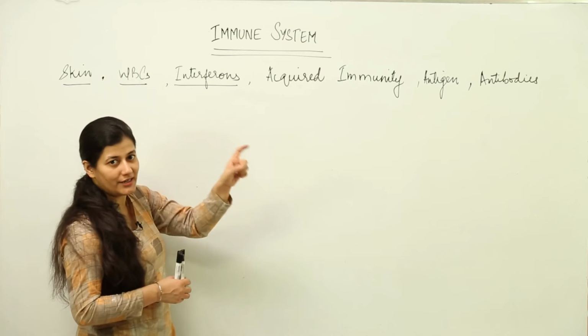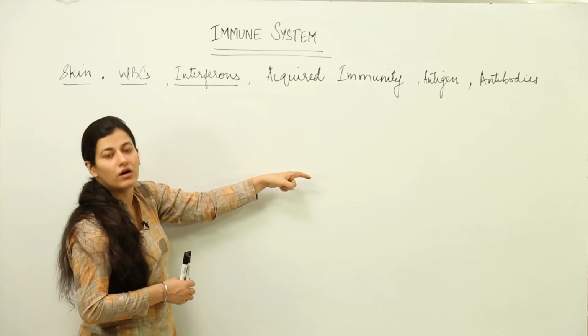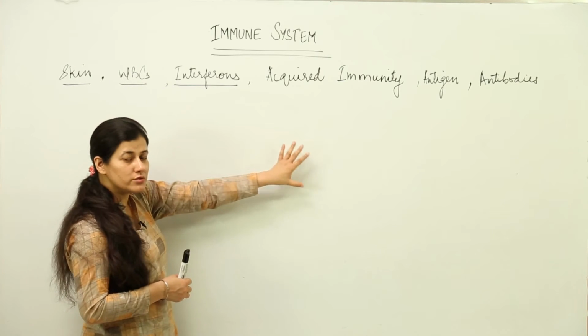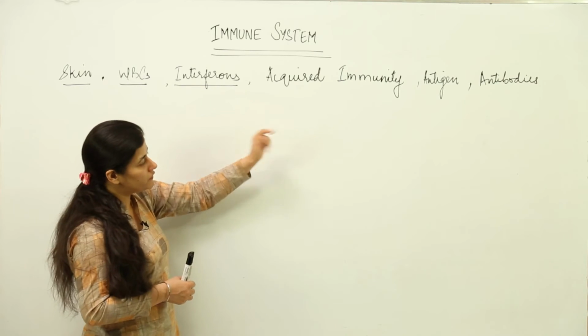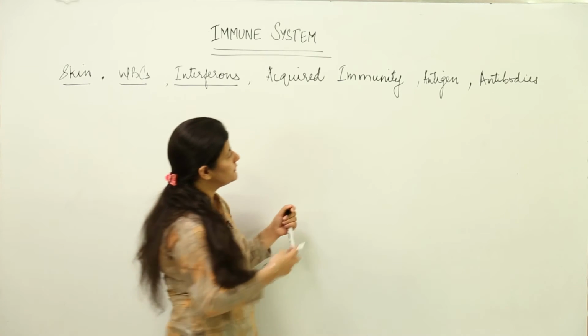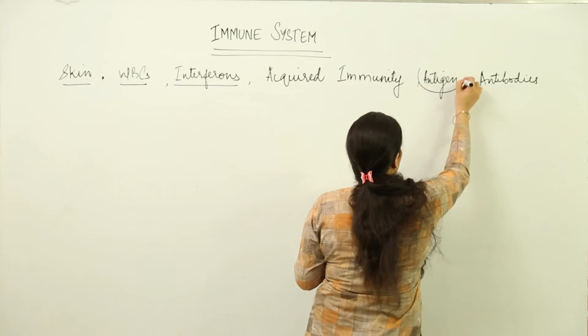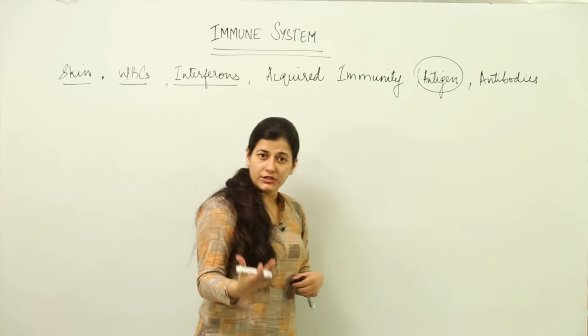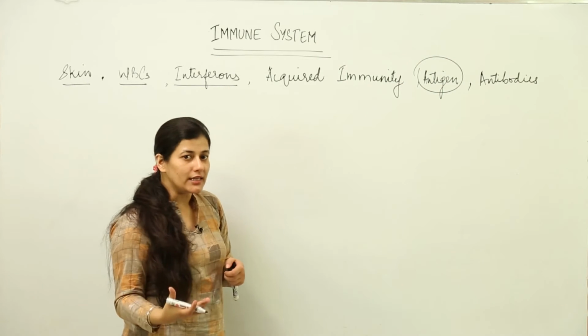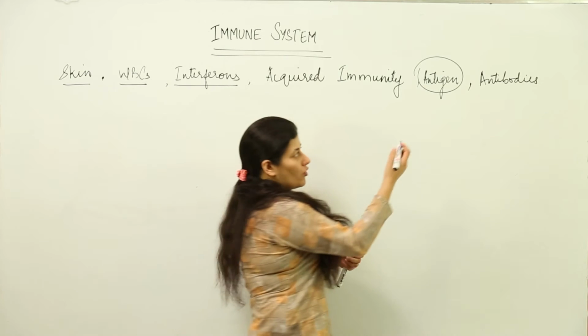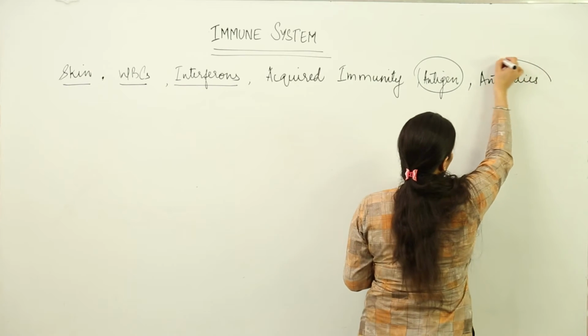They are not guided at a certain foreign particle. Till now I am using the term foreign particle. Now onwards I am going to use the term antigen. Now what is an antigen? Antigen is anything that can help the body produce antibody.